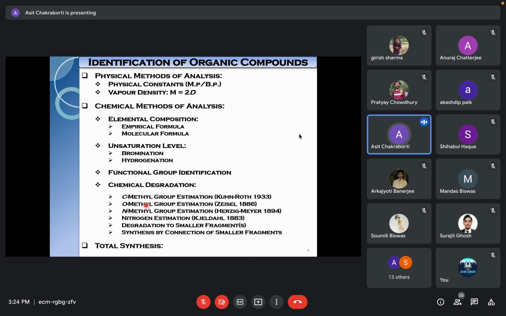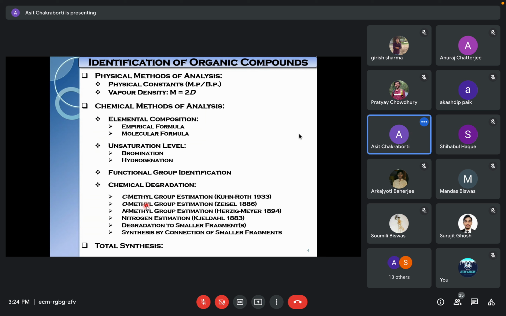If OMe is an ester, very rarely will it cross 3.7. Generally it comes at 3.5, 3.65, and so on. And if it is attached to an aromatic ring, then it goes close to 4. Generally it comes at 3.8, 3.79, and so on.